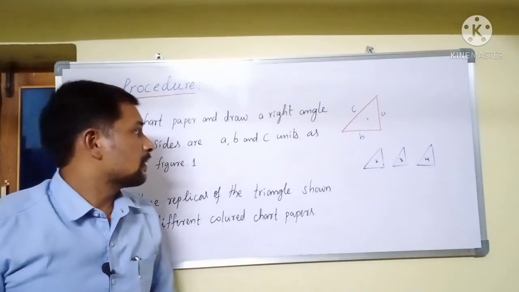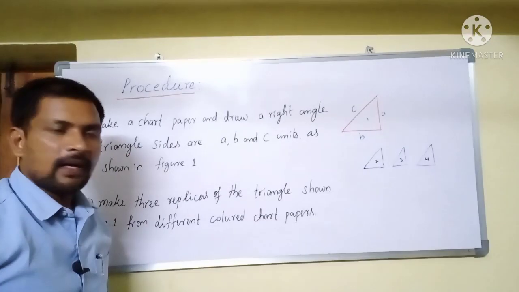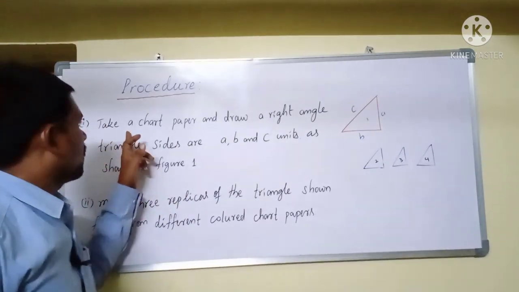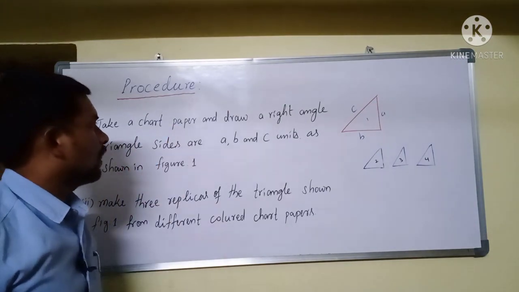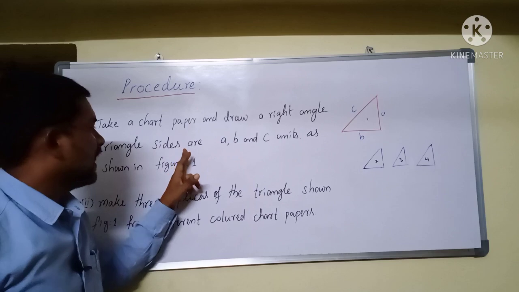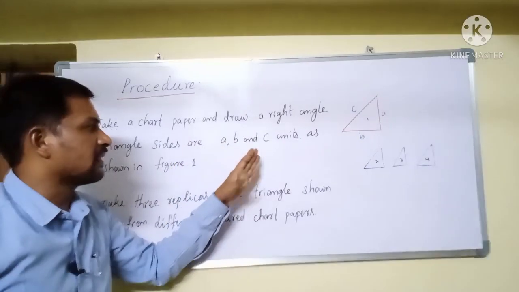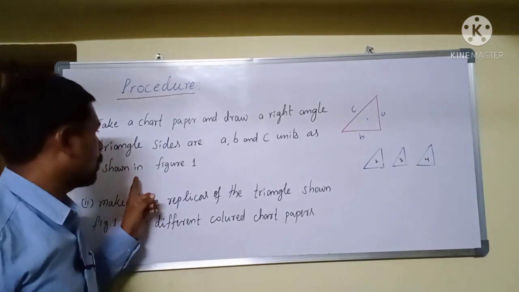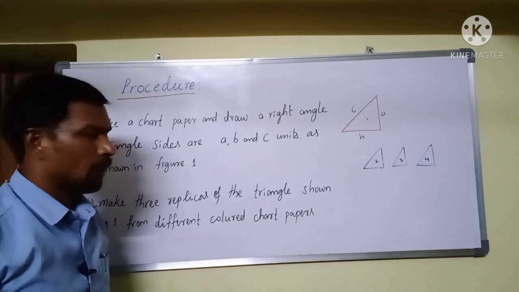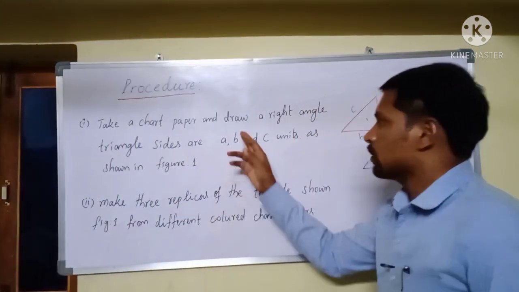Now let us discuss procedure. Point number 1 in procedure: Take a chart paper and draw a right angle triangle. Sides are A, B and C units as shown in figure 1. Okay, right. So what is the first point?